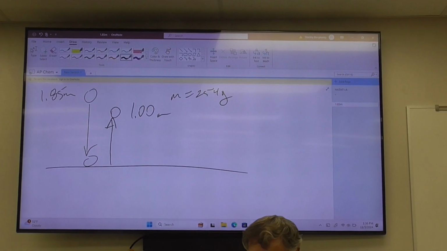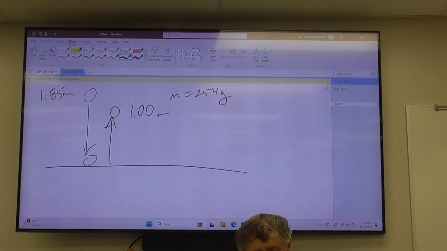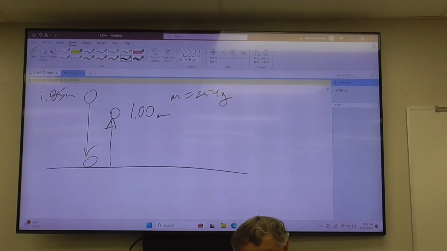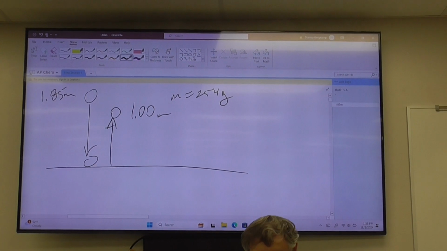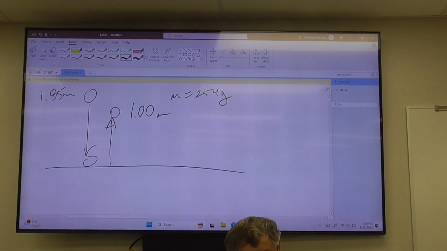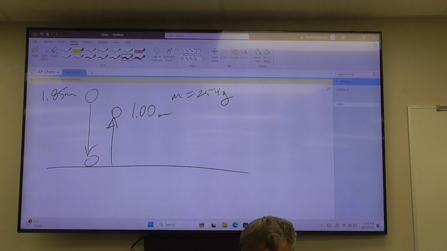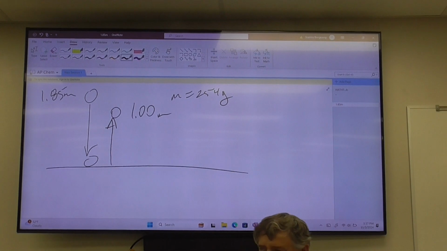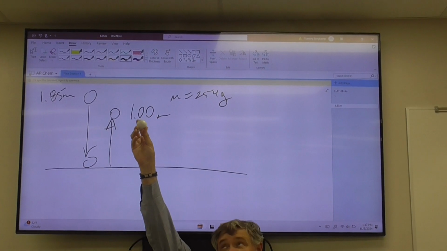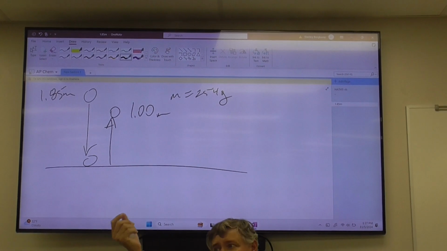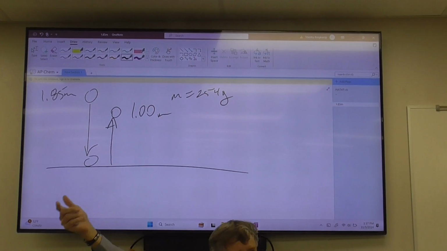You need to find the initial velocity of the ball, the final velocity of the ball, the change in momentum of the ball, the velocity-time graph, forces, all this stuff. On the test, literally, the only thing I can do on this problem is change the numbers. If you look at this situation, here's the setup. Here's about 1.85 meters. I drop it, boom, it hits the ground. It's going to bounce back up to a height of 1 meter.